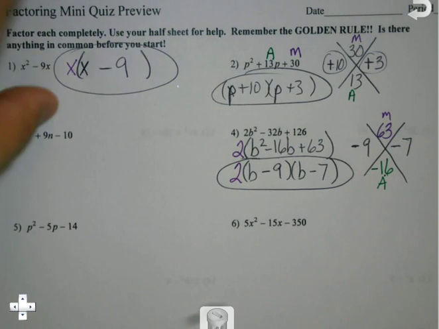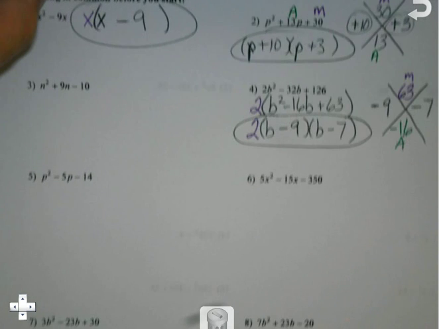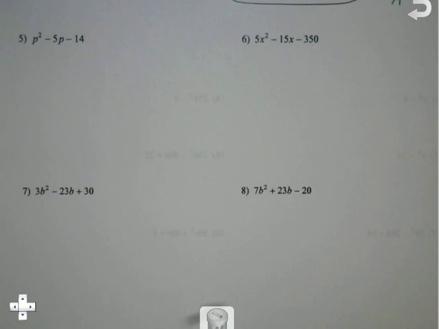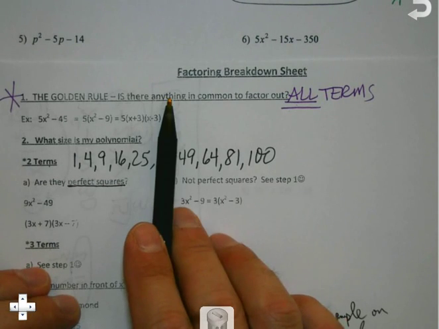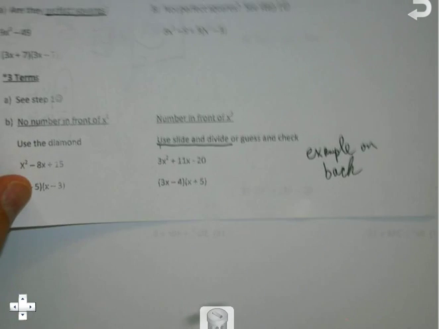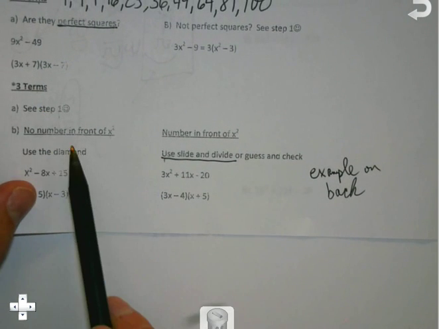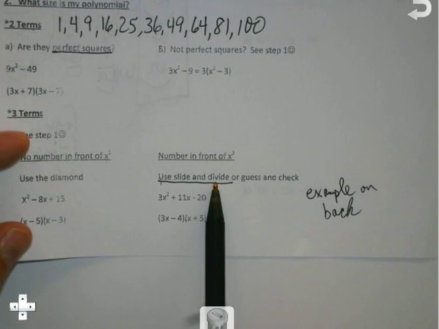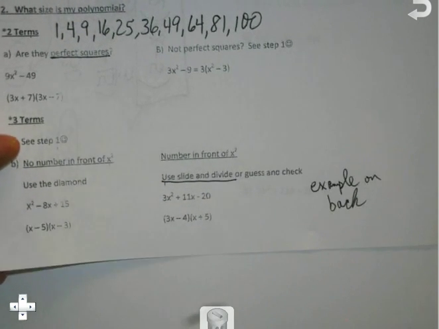I'm going to skip down a little bit, roll down to number 8 here. So number 8, again, do all three of those terms have anything in common? They don't all have B's, and unfortunately nothing divides into 7, 23, and 20 real nicely. You're like, okay, so let's see here. Now what? 3 terms, no, we got a number in front. Oh, slide and divide. Okay, and again, hopefully you wrote down that example on the back of your note sheet.